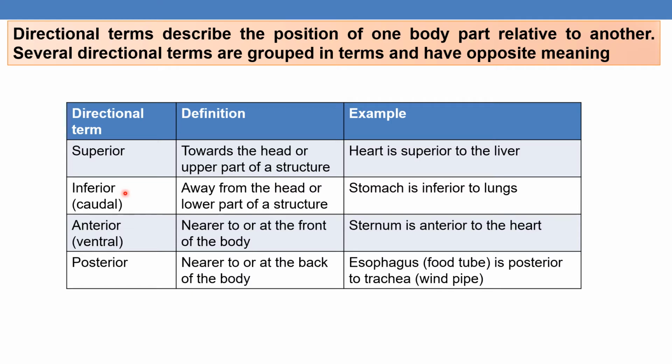The next term is inferior or caudal, away from the head or lower part of a structure. For example, stomach is inferior to lungs. The next is anterior or ventral, nearer to or at the front of the body. For example, sternum is anterior to heart. Next is posterior, nearer to or at the back of the body. For example, esophagus is posterior to trachea.